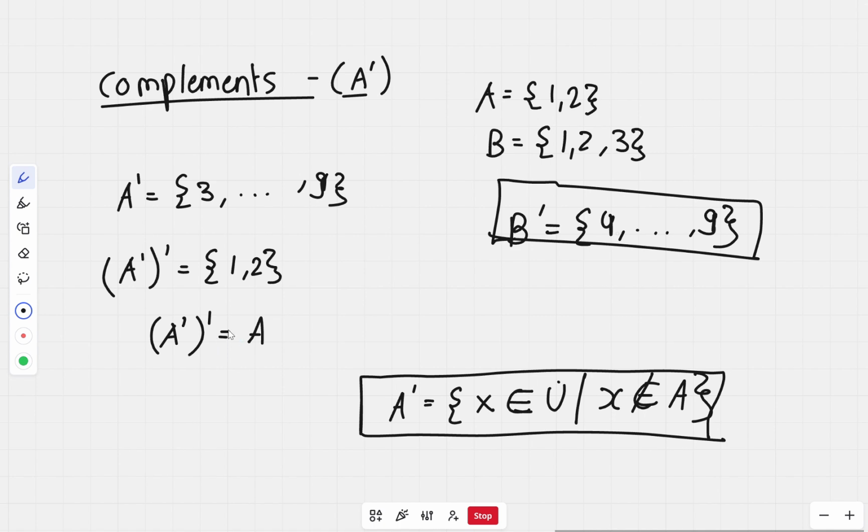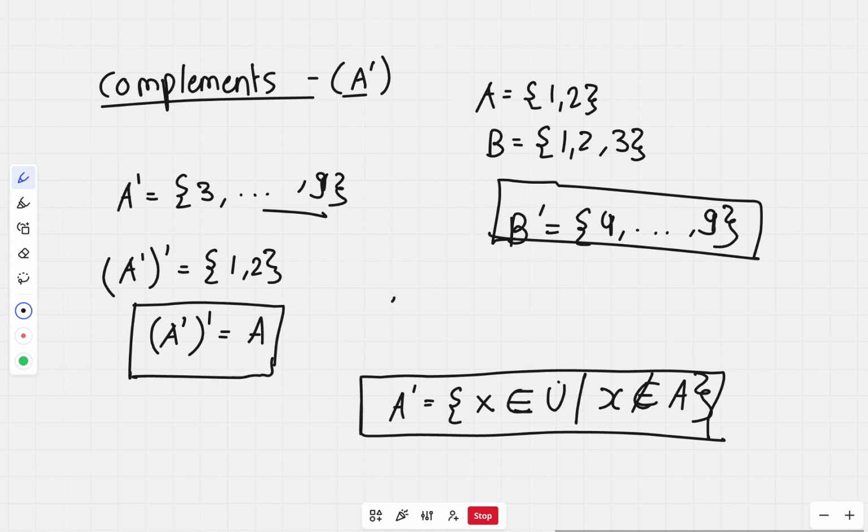Now the logic behind this is that A complement contains values of the universal set that are not present in A, but if we take the complement again, then it will remove the values present in A complement, leaving us values 1 and 2, which are basically the values of A. So this is an important relationship we need to remember.